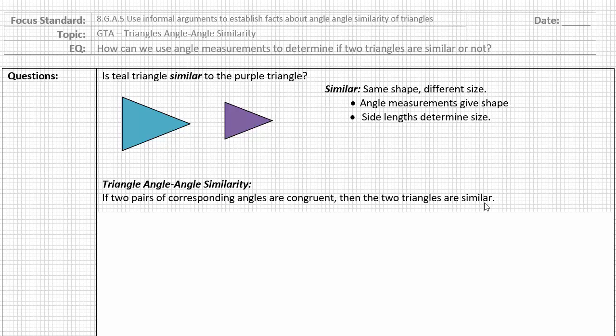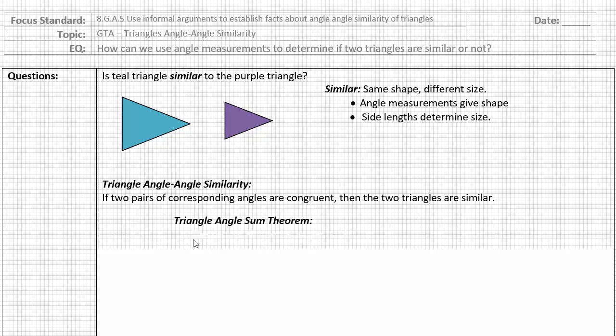You might be wondering why we only need two pairs of corresponding angles. And the answer lies in one of the theorems about triangles that we've already learned, and that is the triangle angle sum theorem. Do you remember what that one states? This is the theorem that says that the sum of all interior angles is 180 degrees.